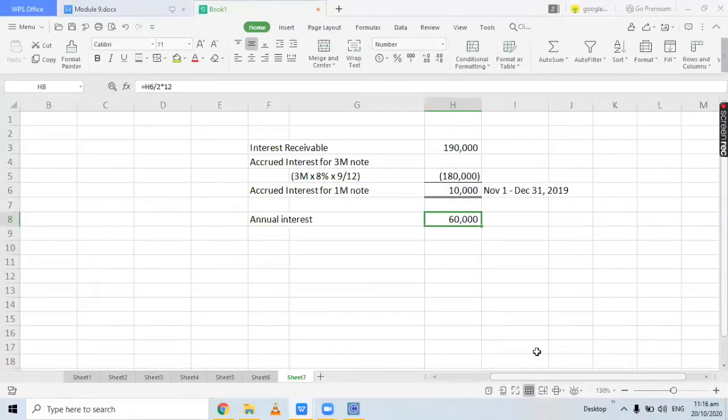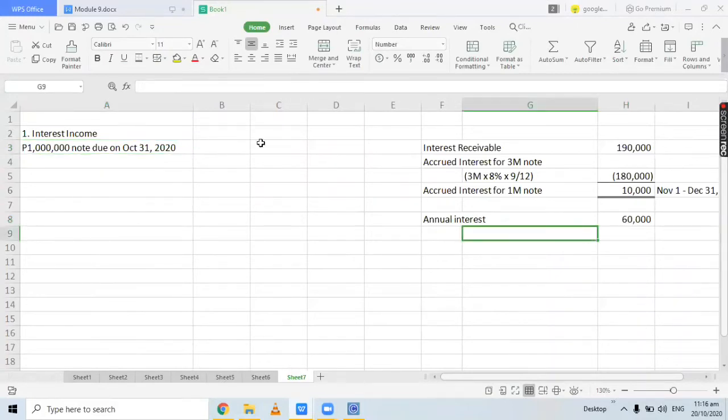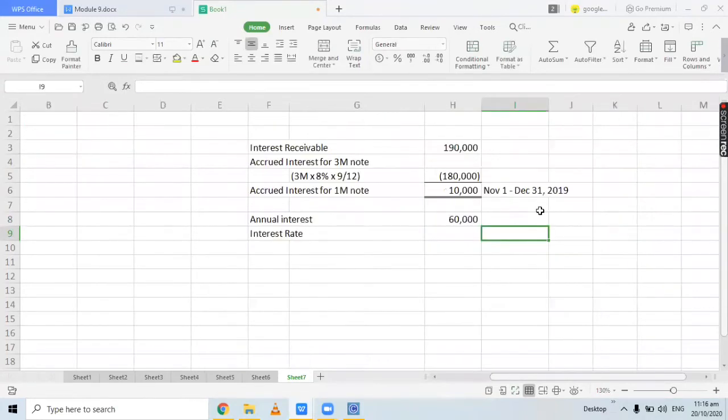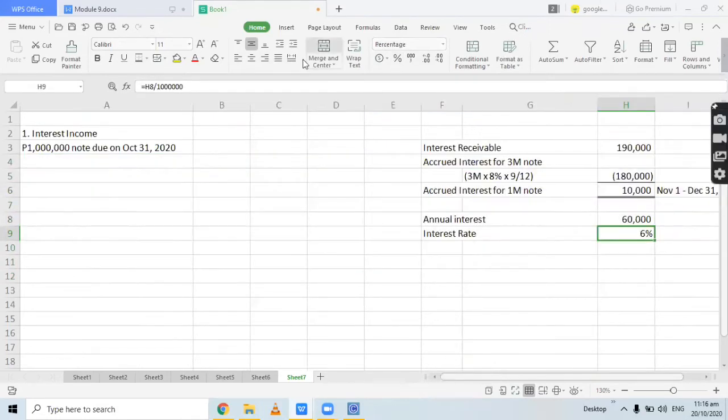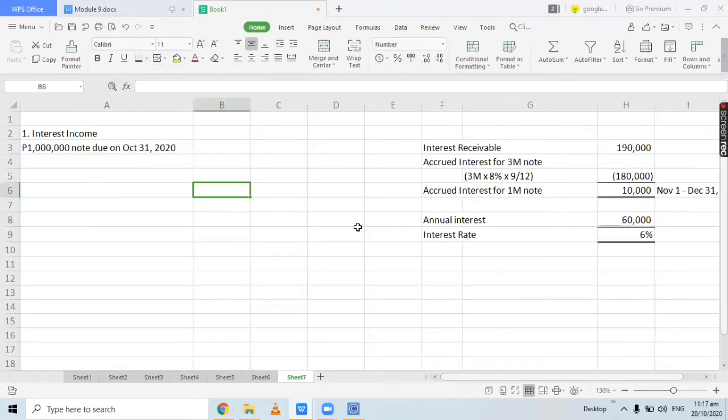Now, with this amount, pwede na rin natin makuha actually yung actual percentage or interest, the rate, no? For the 1 million note. How are we going to get that? Of course, 60,000 out of 1 million. $60,000 divided by 1 million. 6% pala yung rate niya.